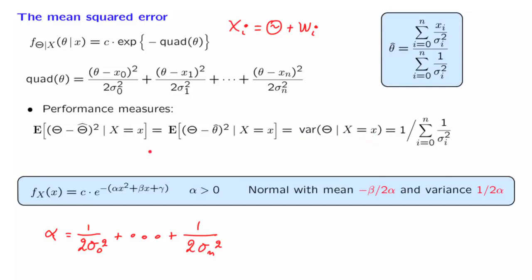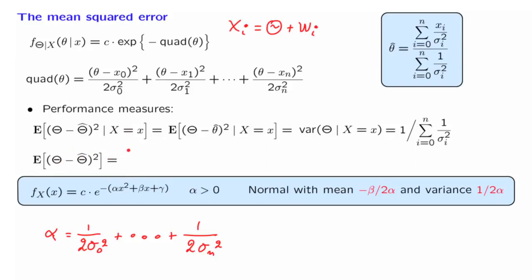Now, this is the mean squared error given that you have seen some particular piece of information. What about the overall mean squared error? This is the quantity that you care about before you go and make the actual measurements. This tells you how well you expect to estimate your random variable theta.